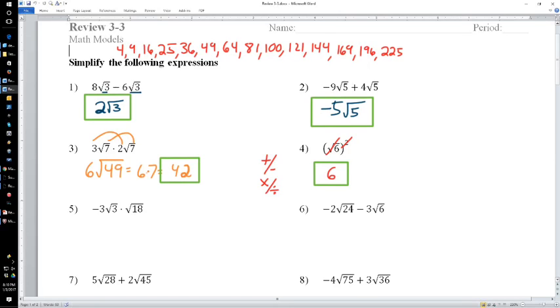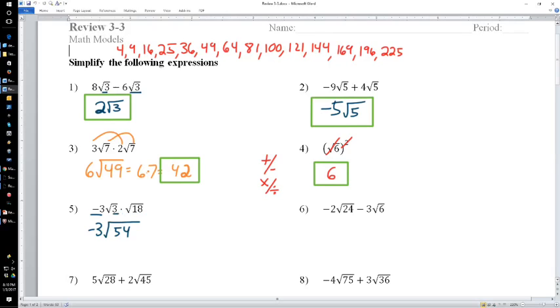Number 5. Number 5, we're multiplying, so we do it just like number 3. Okay, multiply the coefficients out front and multiply the items that are inside the radicals. So out front we've got negative 3 times 1. Don't forget that's a 1 in there. So negative 3 times 1 is negative 3. And then we multiply the insides. 3 times 18, which is 3 times 8 is 24, so that's 54. So negative 3 on the square root of 54, because negative 3 times 1 is negative 3.